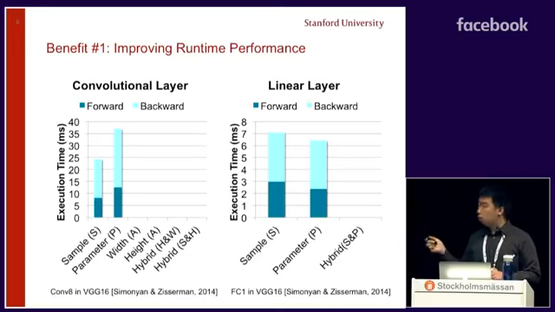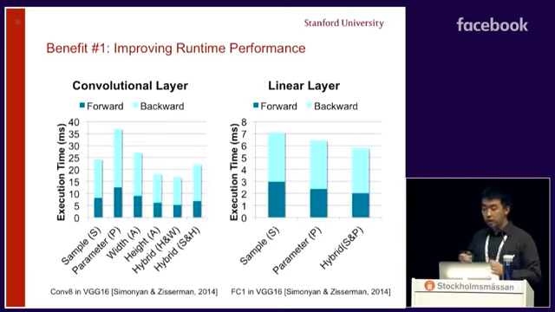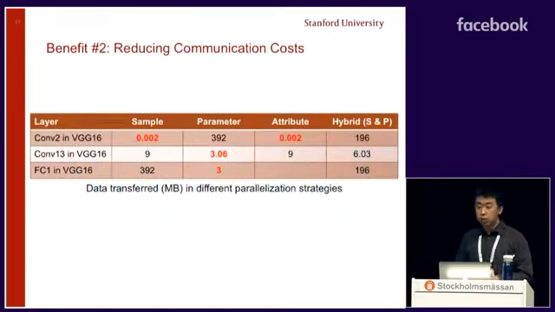And if we only use data and model parallelism, that's the best performance we can achieve. But if we explore this larger search space, we are able to find some better parallelization strategy for these layers. And the second benefit is reducing communication costs. So this table summarizes the data we have to transfer by using different parallelization strategies.